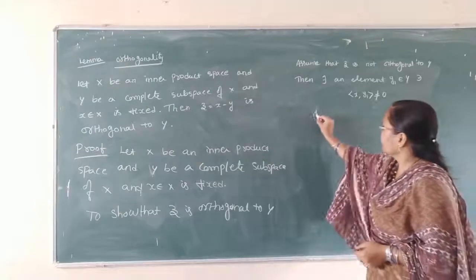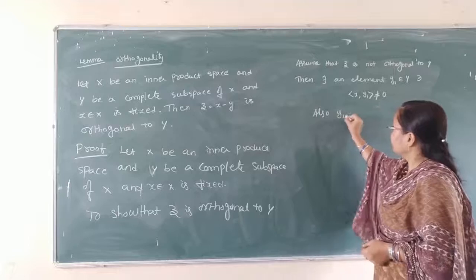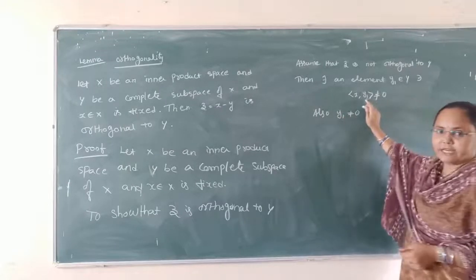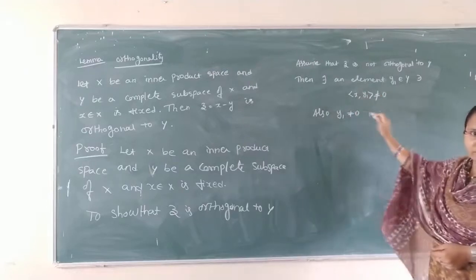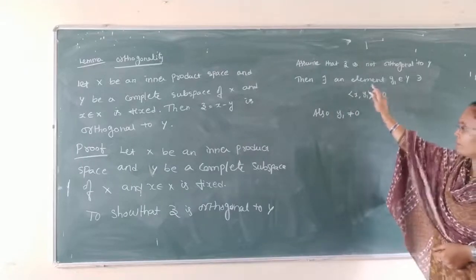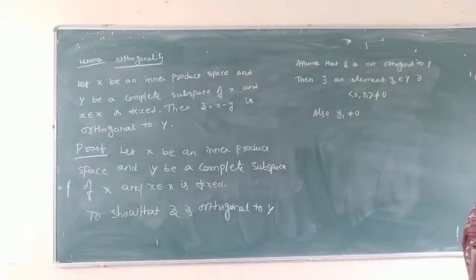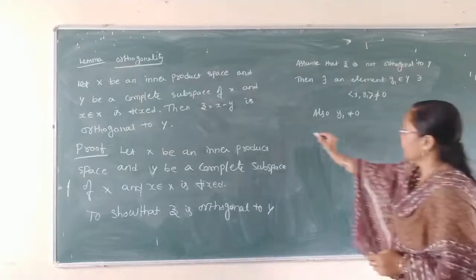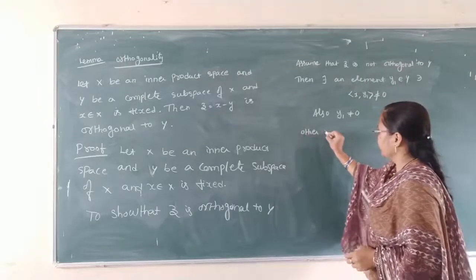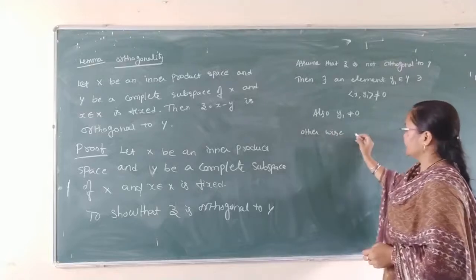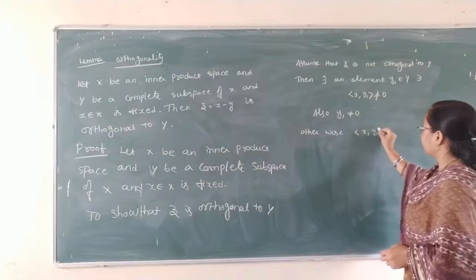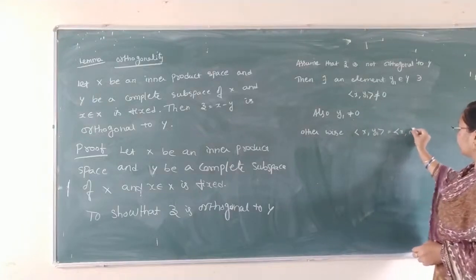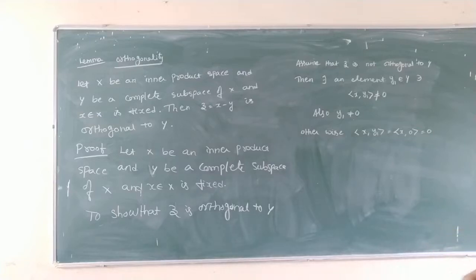Also y1 is non-zero. If y1 is equal to 0 in the inner product, the second variable being 0, automatically the total becomes 0. So that's why also y1 is a non-zero element. Here we are specifying this, otherwise if y1 is 0, the inner product of Z comma y1 is equal to the inner product of Z comma 0, then the total becomes 0.